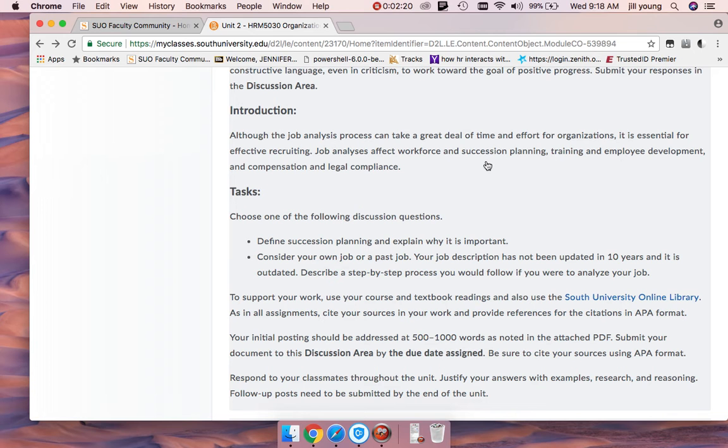Consider your own past or present job. You're playing the role here of, you could think of any past job title, or your current one, but you're pretending that the job hasn't been updated in 10 years and it's outdated. So what would the step-by-step process be that you would follow to analyze that job and to update that job description?